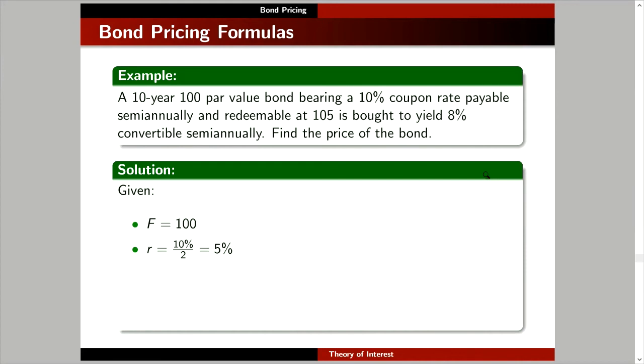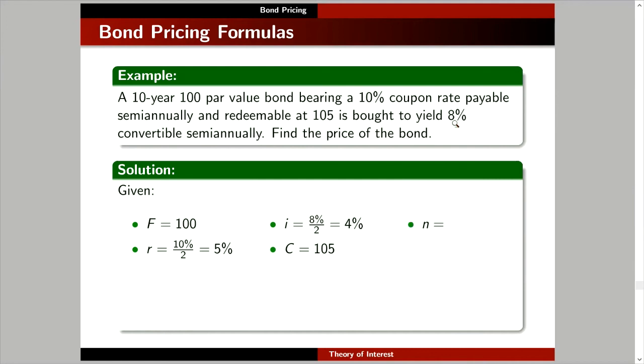What's next? What about I? That's the yield rate. It's also very clear. It's 8%. But you have to divide it by 2. Kasi parang yung 8% dyan, that's your I upper 2. Your I here is the effective rate per 6-month period. So that's why you have to divide 8% by 2, and you will get 4%. What else? What about C? It's 105. So we have here an example where C is not equal to F. Pwede yun.